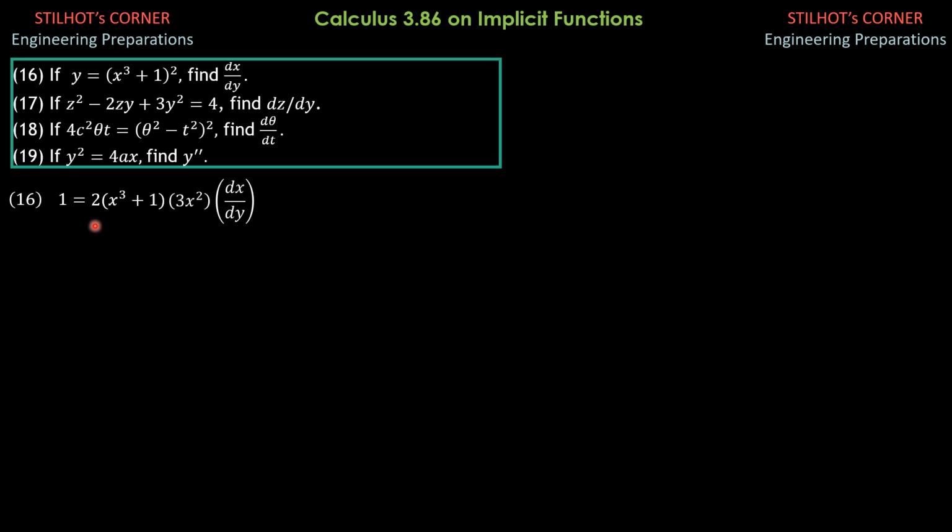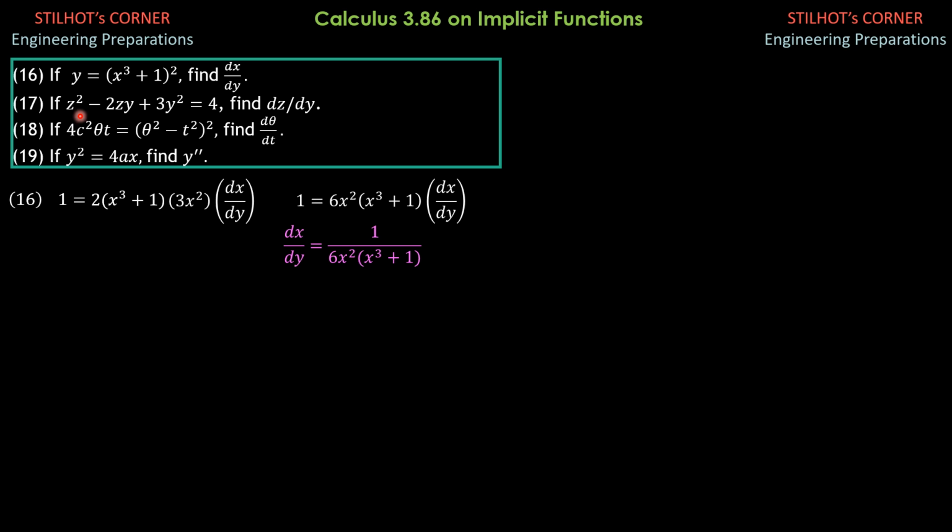So 1 is equal to 6x squared times quantity x cubed plus 1 times dx/dy. So finally, we can now have dx/dy, which is 1 over the quantity 6x squared times the quantity x cubed plus 1. Let's proceed to number 2.